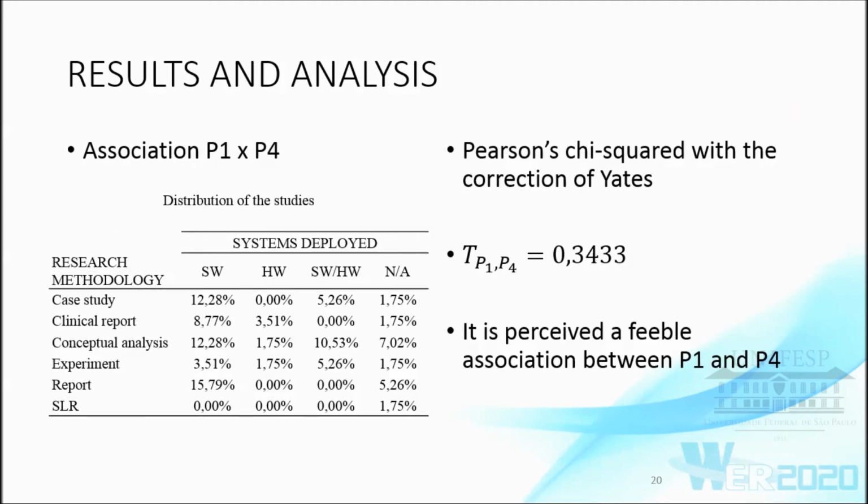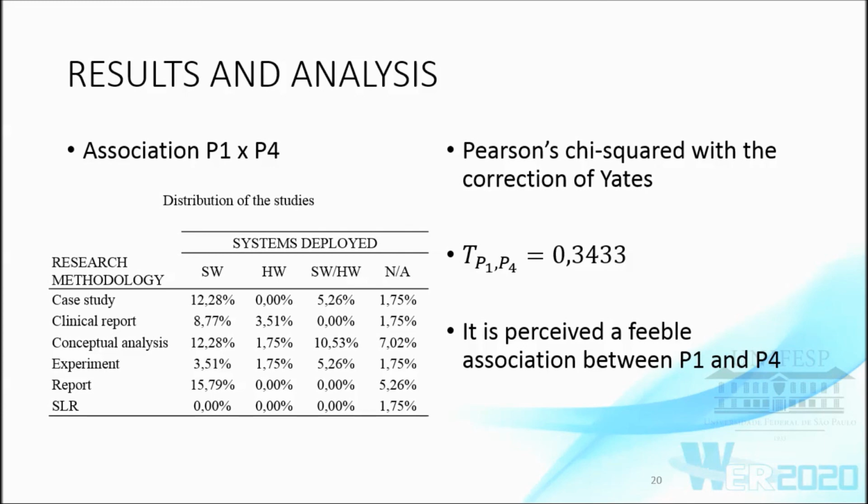And returning for the association among properties, as P1 and P4 are both qualitative, it is possible to run a Pearson's chi-squared test to check the magnitude of the association. And since some of the expected frequencies are less than 5, the correction of Yates must be applied. As results, we found the value of 0.34 for the association.